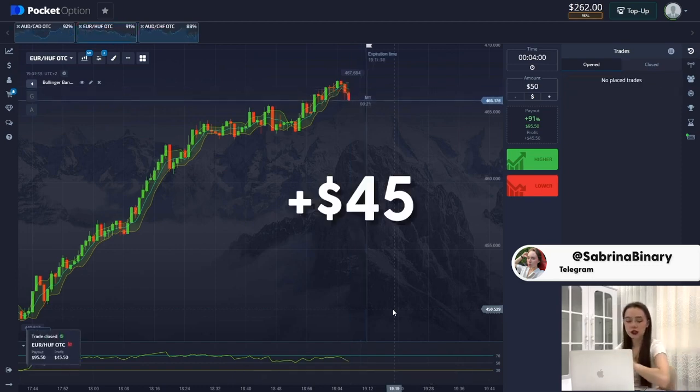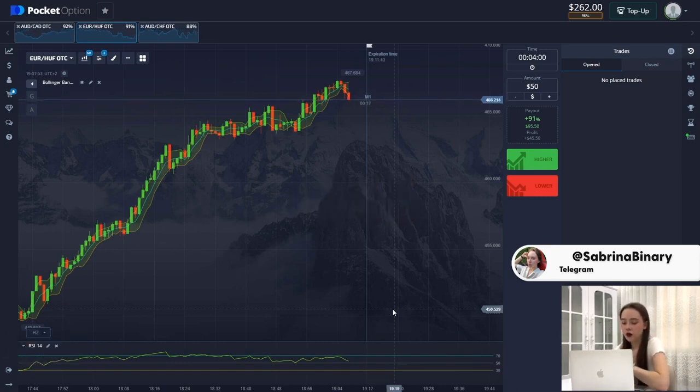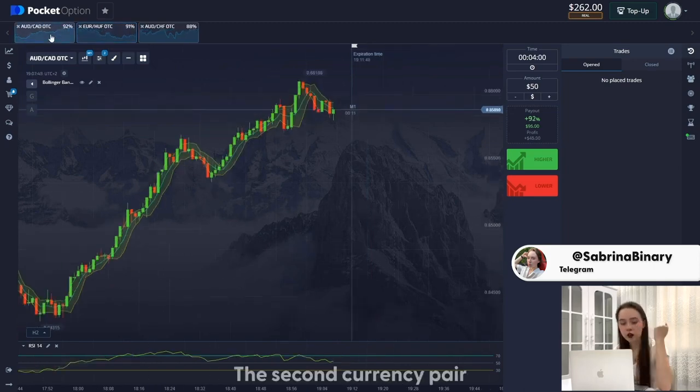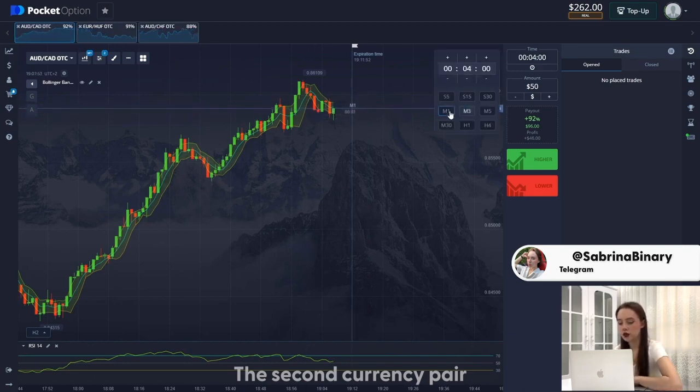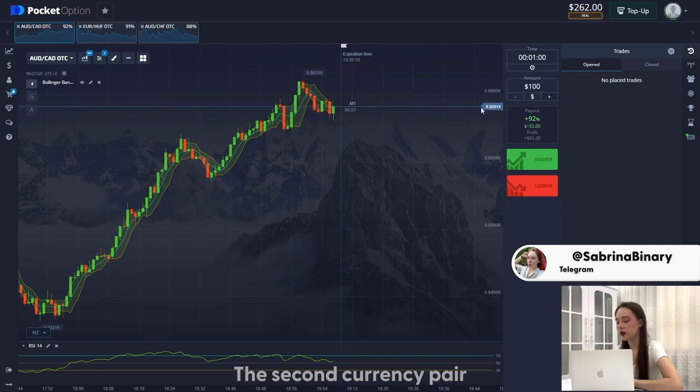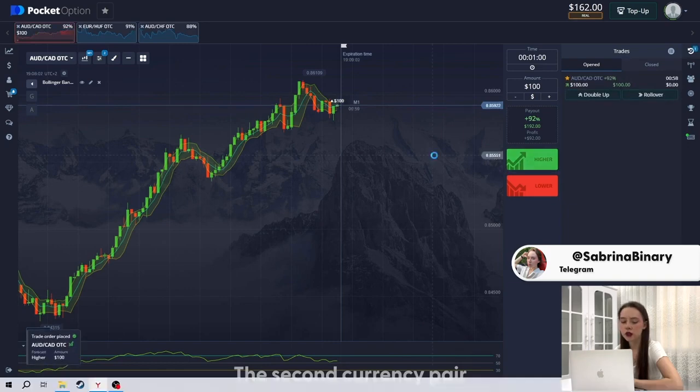Well, traders, the second trade for the day is closed in plus and the profit was $45, and we're moving on to our last currency pair for today. Very good currency pair, but before trading on it, I want to reduce my time frame to 1 minute, but also increase the value of the deal. And of course, in this case, we'll open a deal on the price increase.